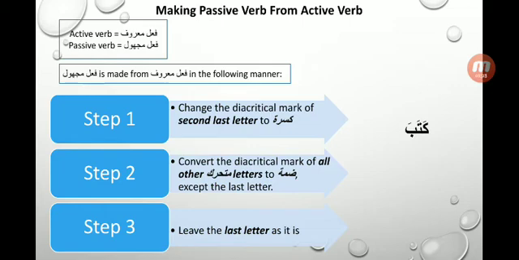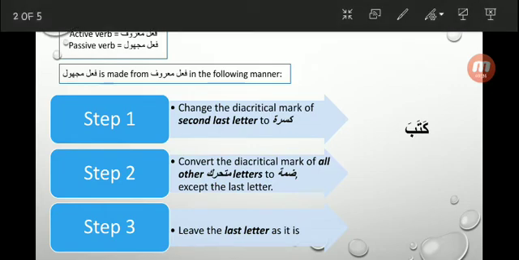For example, this is a word in front of you, kataba. We are going to have a look at how we apply these rules on this word. The first step is to change the diacritical mark of the second last letter to kasra. Here the second last letter is ta, so we will change it to kasra. Then convert the diacritical mark of all other mutaharrik letters to zamma. Here we have only one mutaharrik letter except the last letter, so we'll change it to zamma and leave the last letter as it is. So kataba will become kutiba.